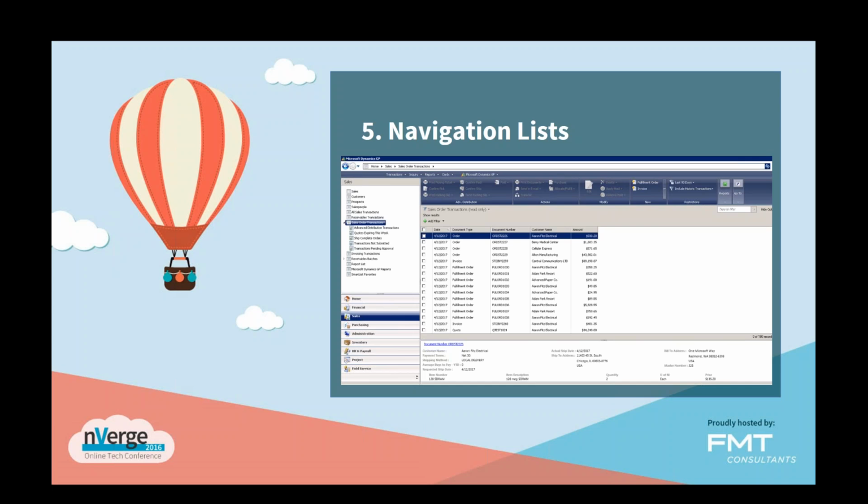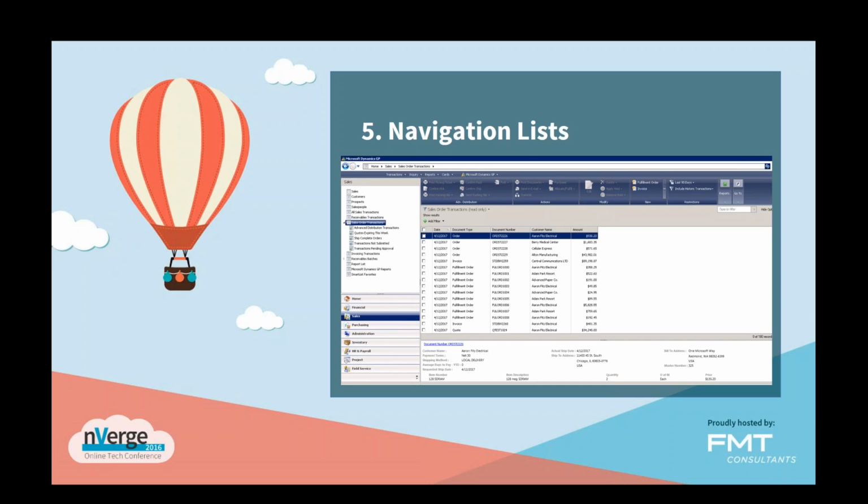Now, how does the navigation list work? Well, in the center, we have a very familiar interface. This screenshot here is of the sales order transaction navigation list, but if you look at the center, that table is really the sales order transaction smart list. It's the same data. Because it's the smart list, I can do basically all of the same things that I could do in the smart list: add columns, add filters, sort the data, export the data.